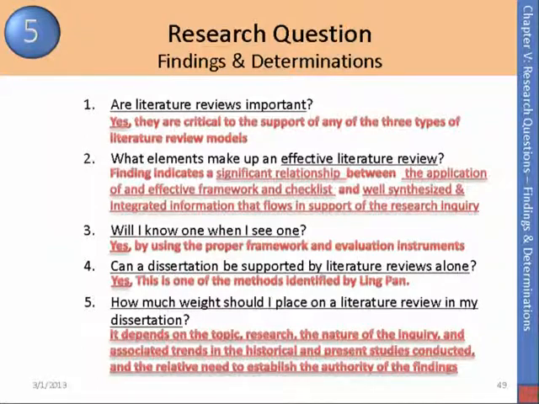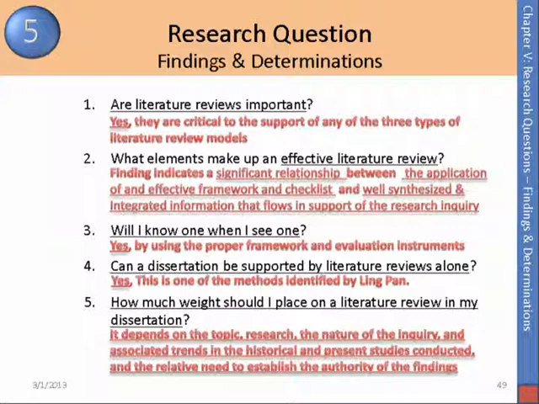The findings were, are literature reviews important? The answer is yes. And then what elements make up an effective literature review? Well, it's the significance of relationships between the application's effective framework and a checklist, well-synthesized and integrated information that flows in support of the research inquiry. And then how would I know when I see this? Yes, because I have the frameworks to help me identify it.